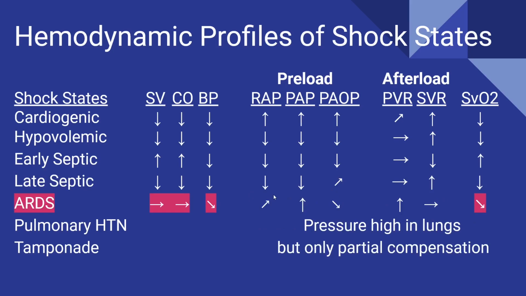So we'll go to ARDS now. Now, ARDS isn't necessarily a problem with volume, but a problem of the blood not being able to reach the left side of the heart. Okay? You might have a normal stroke volume, and you may have a normal cardiac output, but the blood pressure is still going to be low.